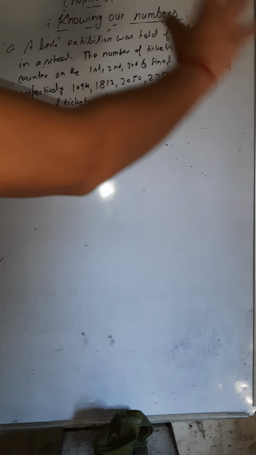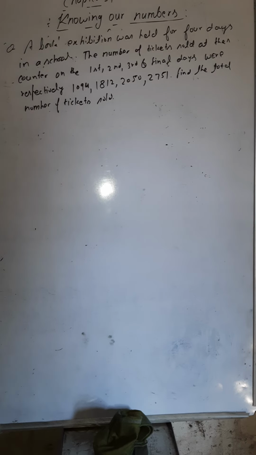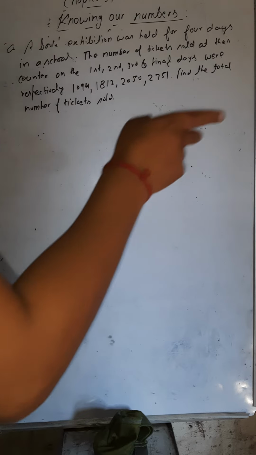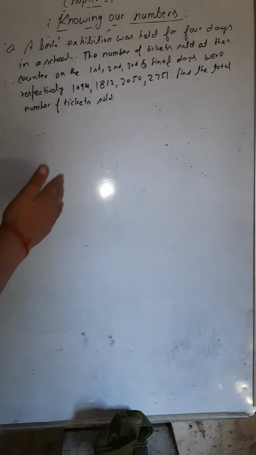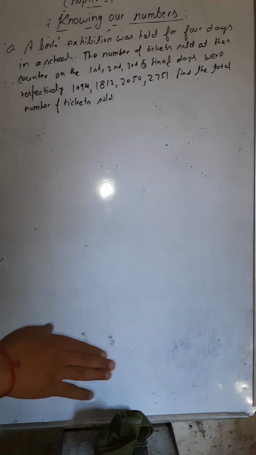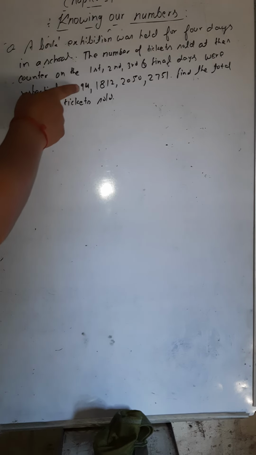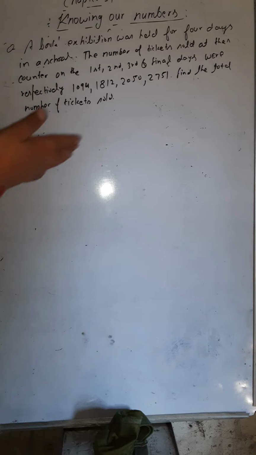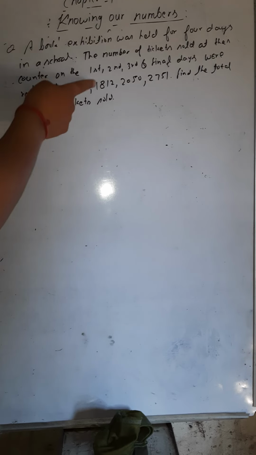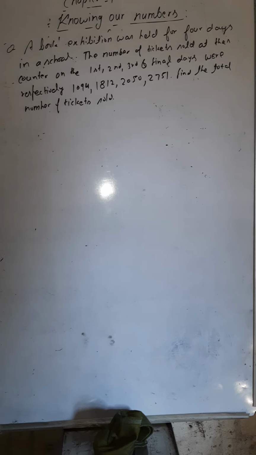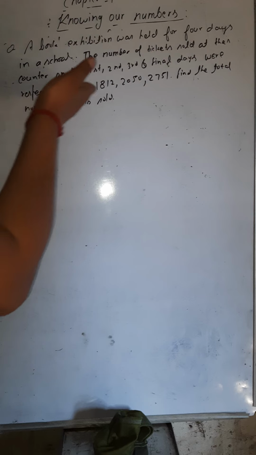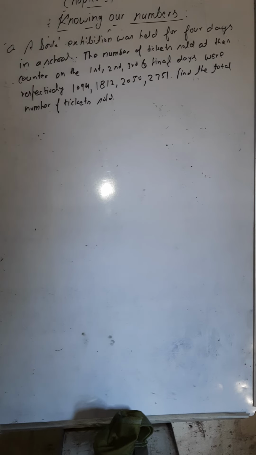So must be knowing, there was an exhibition in school. Okay, to go to the exhibition, some tickets you will have to take. So there must be a counter. So on the counter, on the first day, 1094 tickets were sold. Then on the second day, then on the third day, then the fourth day. So these are the tickets sold at the counter. Find the total number of tickets sold. So what you will do? Yes, definitely you will add this. But method you have to write.